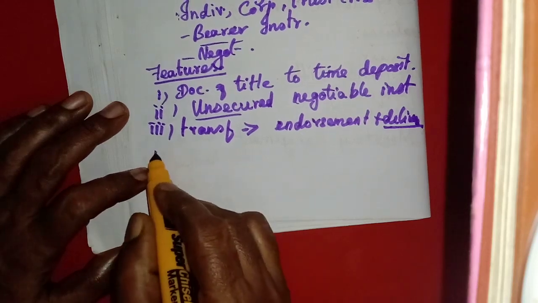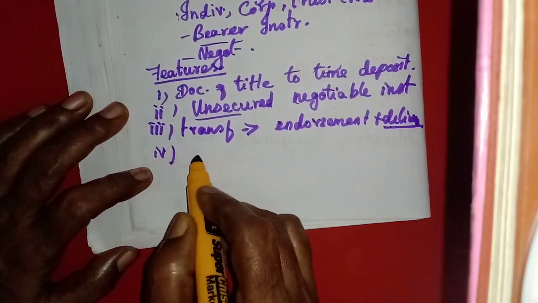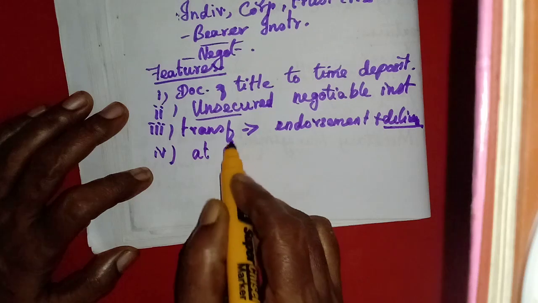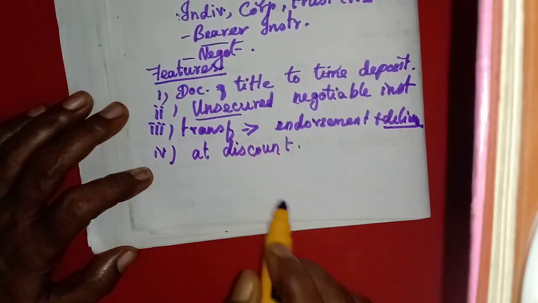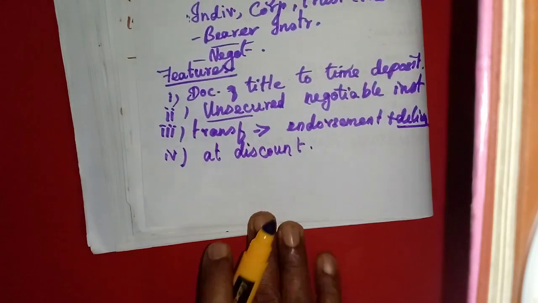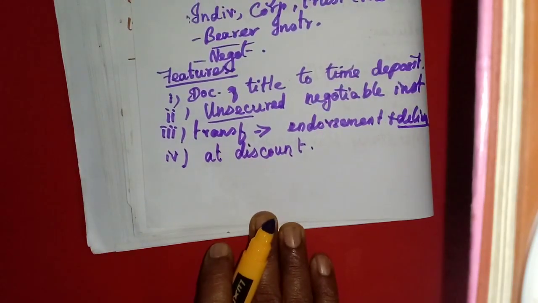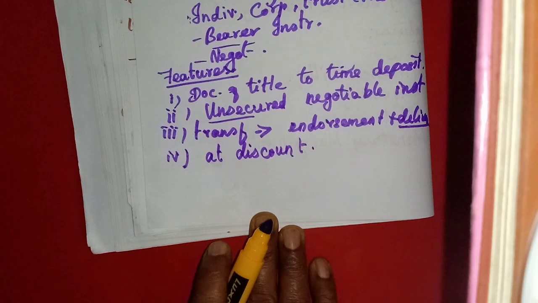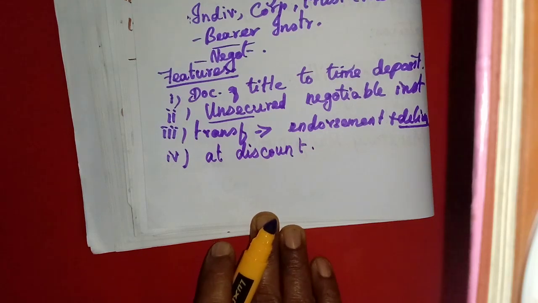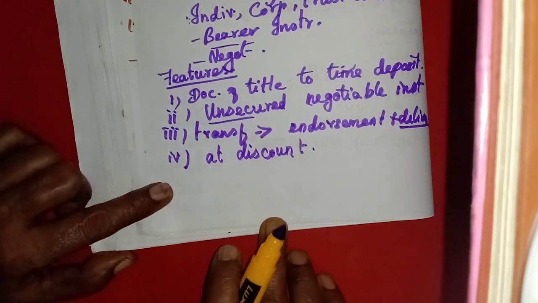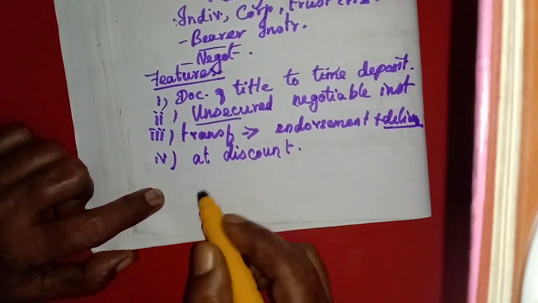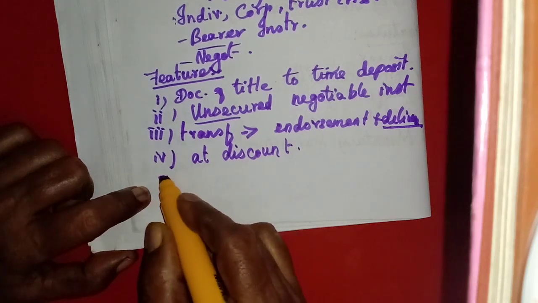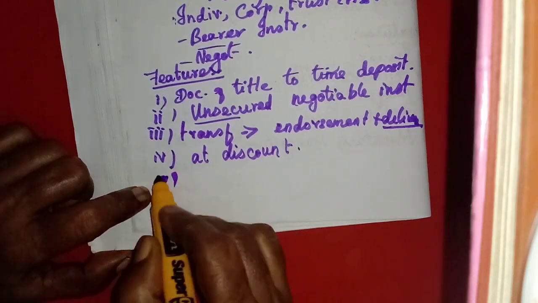Then it is also issued at discount. Discount means a far lower price. Sometimes if we surrender the value in the bank, they will give you the amount and afterwards at the time of maturity they will collect the amount. They will reduce a percentage from the face value of the document, that is called the discount. So discount facility is also available.